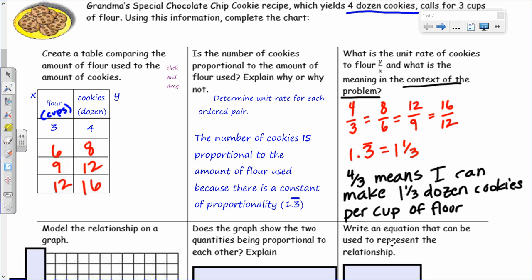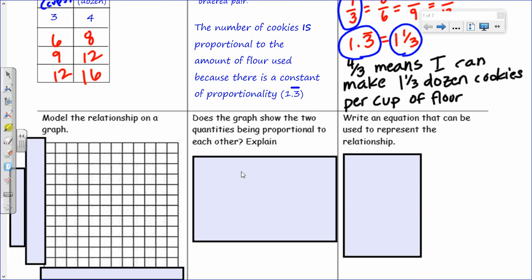Okay, now don't get confused. Those are all the same number. 4/3 is the same as 1 1/3 is the same as 1.3 repeating. So don't say, well, you said it was 1 1/3 or you said it was 4/3. They are all the same number. So that's part of your number sense, is knowing that those are all the same thing. Okay, let's go ahead and graph it.